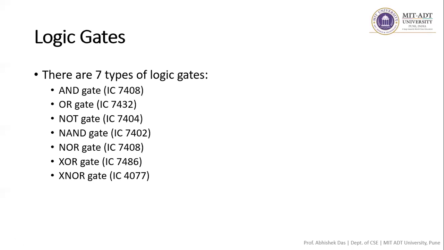Now, out of the AND gate, OR gate, NOT gate, NAND gate, NOR, and XNOR, AND, OR, NOT are the basic gates. With the help of these three gates, we can perform the concept of the other gates as well.